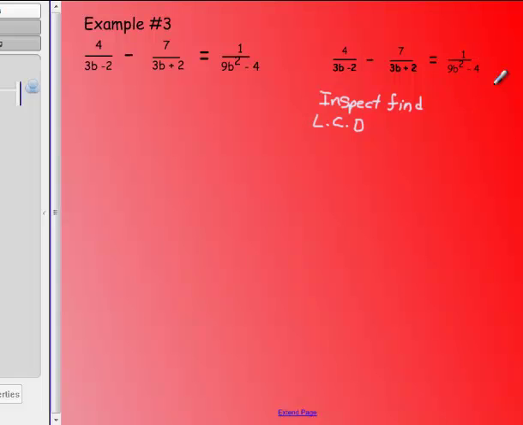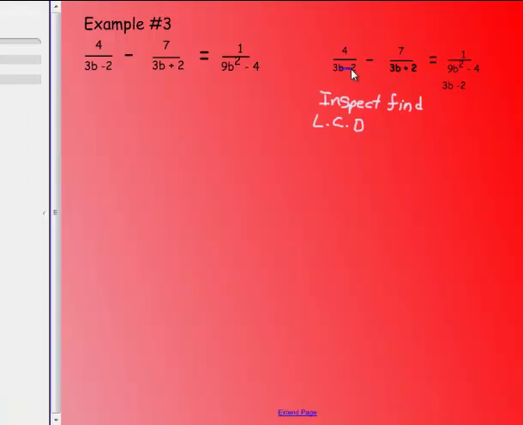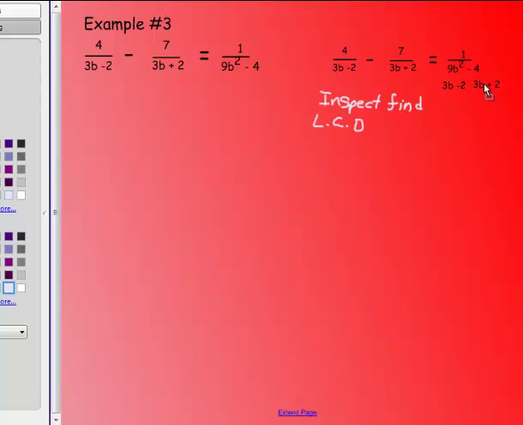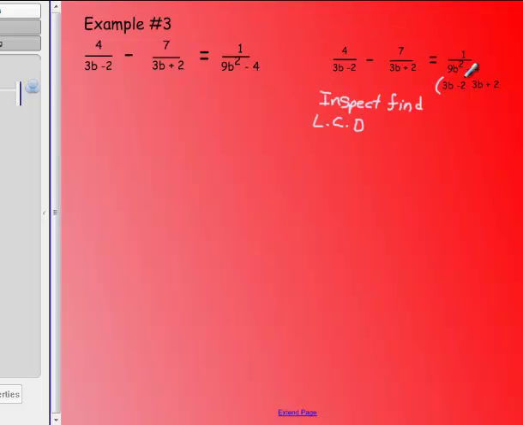Because immediately I understand that that can get factored into 3b plus 2, whoops, and 3b minus 2. So that is my common denominator. Because look, this one has the 3b plus 2, this one has the 3b minus 2. So that's what my common denominator is. That's what I'm going to multiply everybody by.